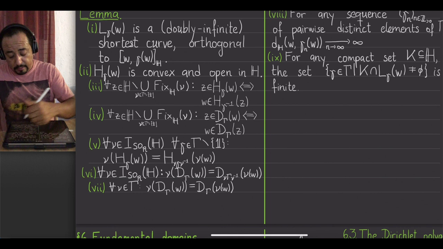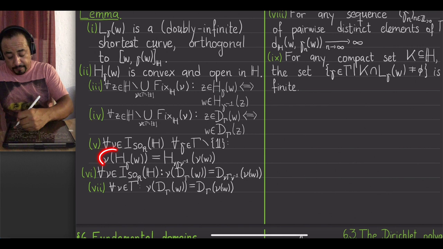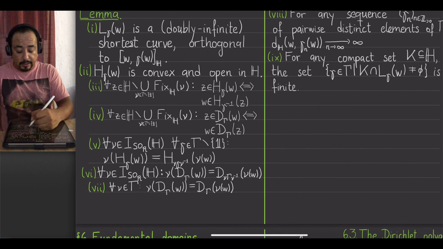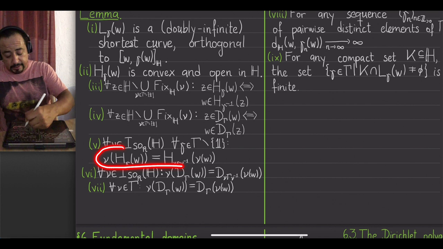One more. If you take any isometry of the hyperbolic plane, the image of this half plane under that isometry is equal to this half plane, but now the one determined by the bisector between nu of W and this element applied to nu of W. This is an easy exercise.